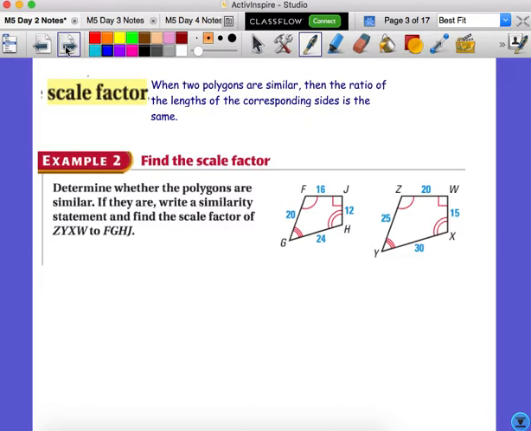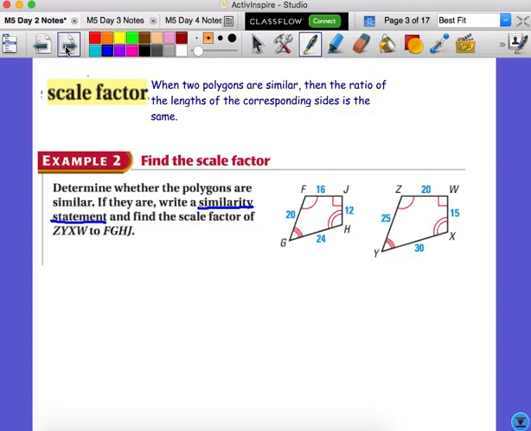So looking at this part here, it says determine whether these are similar or not. So we need to figure out, are these similar, yes or no? If they are, we have to write a similarity statement, where we're going to list the vertices in corresponding order and put that little squiggle in between. If they're similar, we also need to find the scale factor.